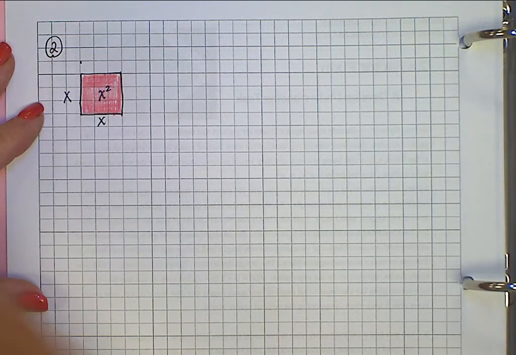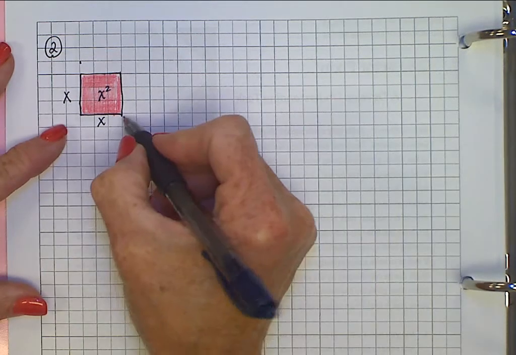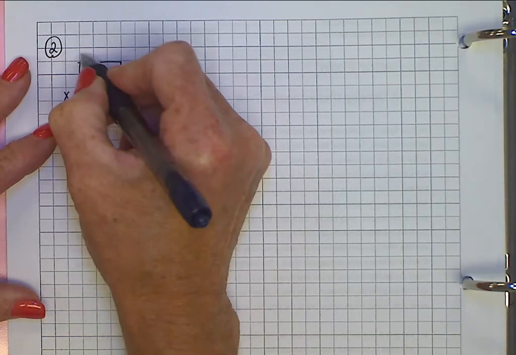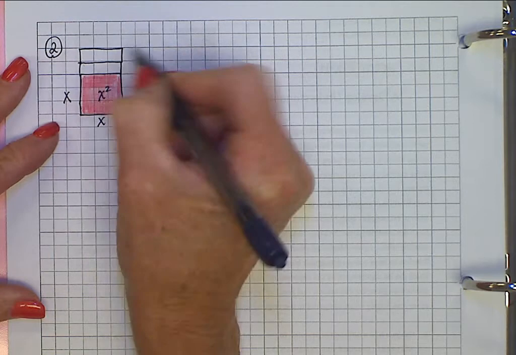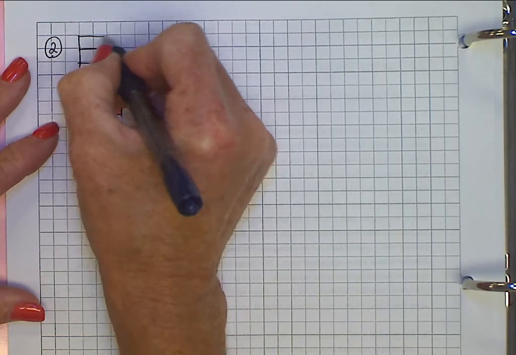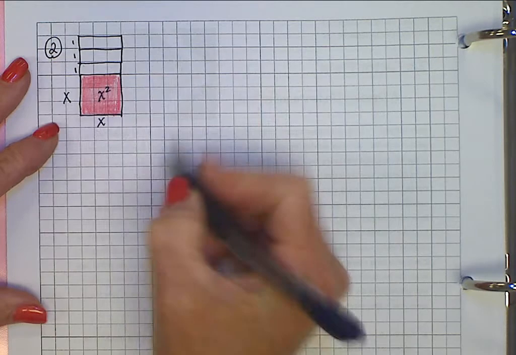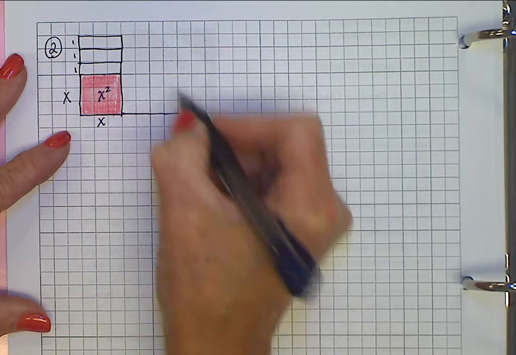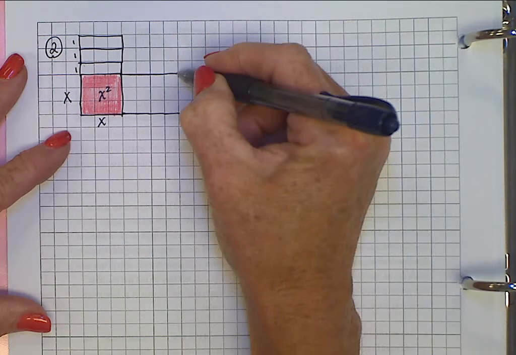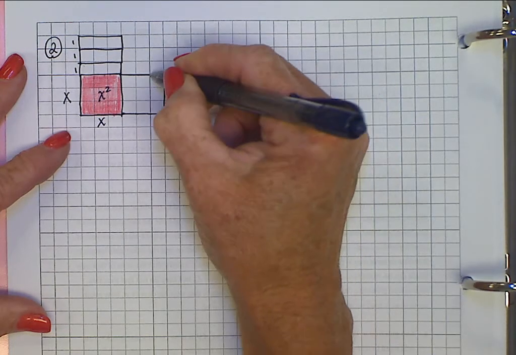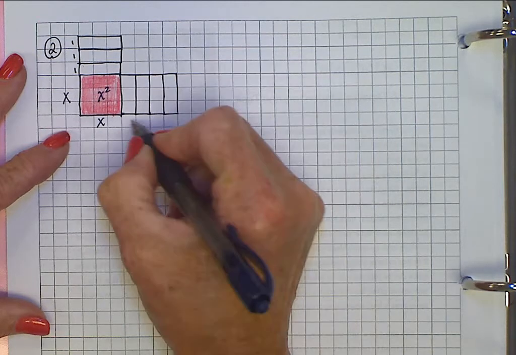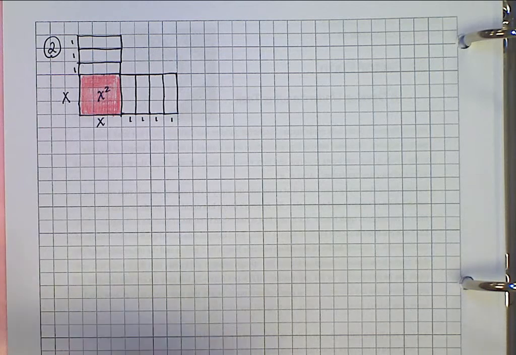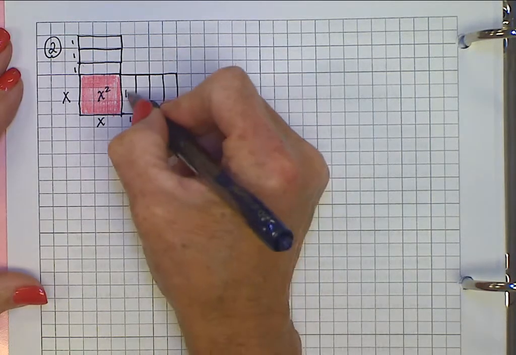Then we extend by 3 inches on one side and 4 inches on another. So here's 1 inch, 2 inches, 3 inches on one side, and 4 inches on the other side. 1, 2, 3, 4. By putting those strips on again. And just like before when we did these with squares, each of these strips is 1x in area.